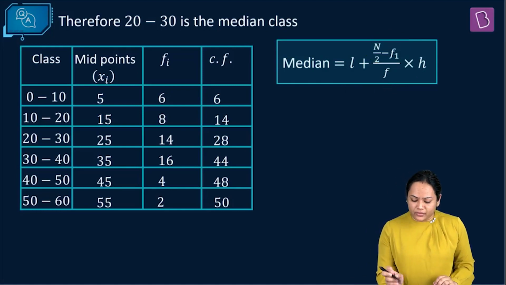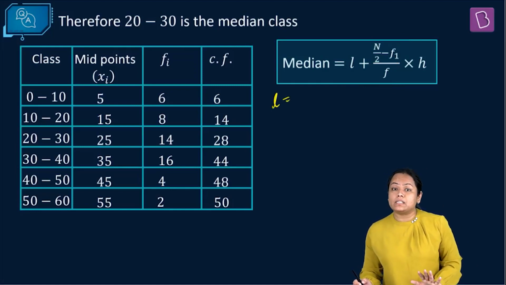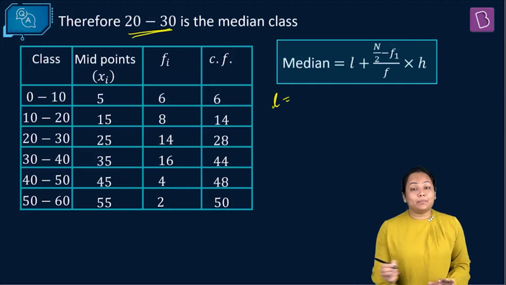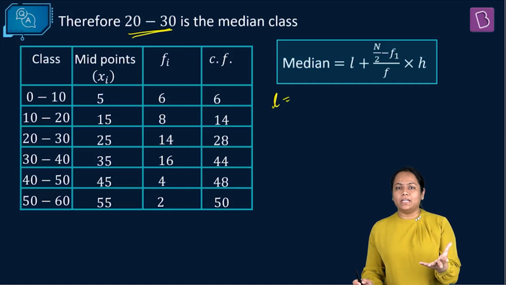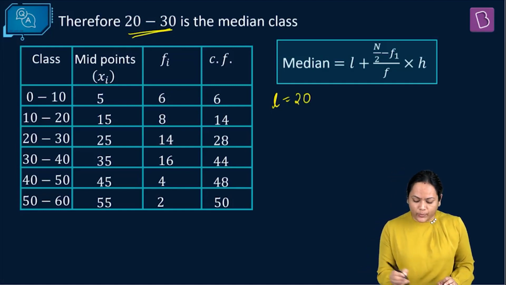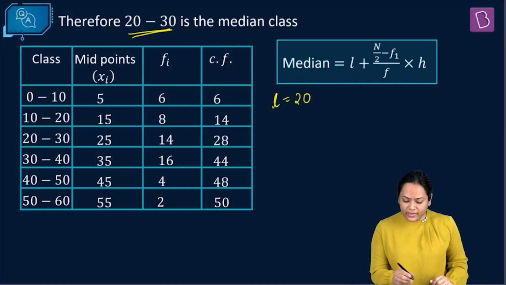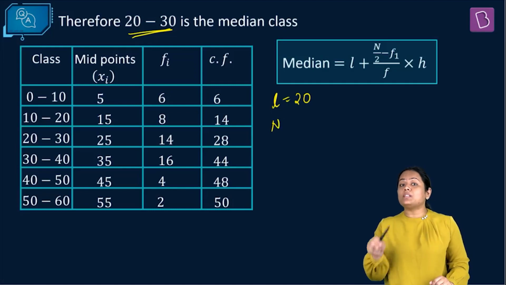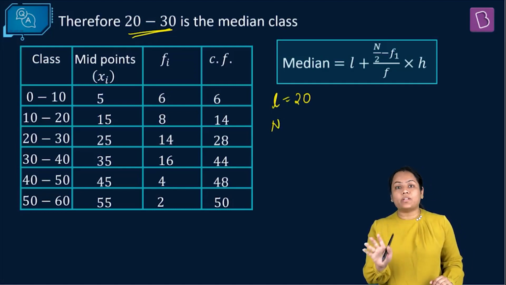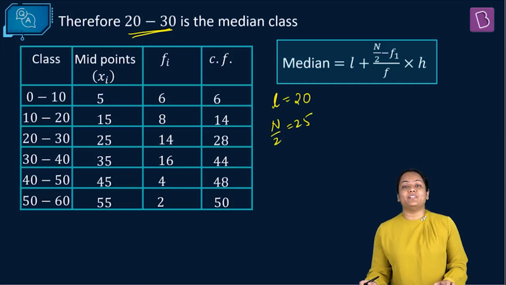What is L first? Well, L is the lower limit of the median class. Now, 20 to 30 is the median class. You know what is the lower limit, right? What is the lower limit? Well, we can say that lower limit here is 20. Clear? Okay. Then n by 2. Well, we have already found that n, that was summation of all the frequencies, came out as 50. That means n by 2 is equal to 25.